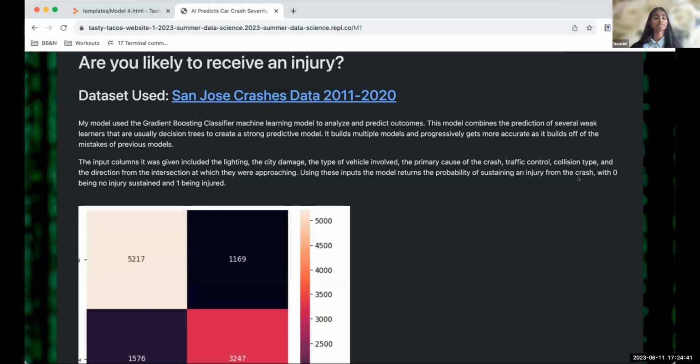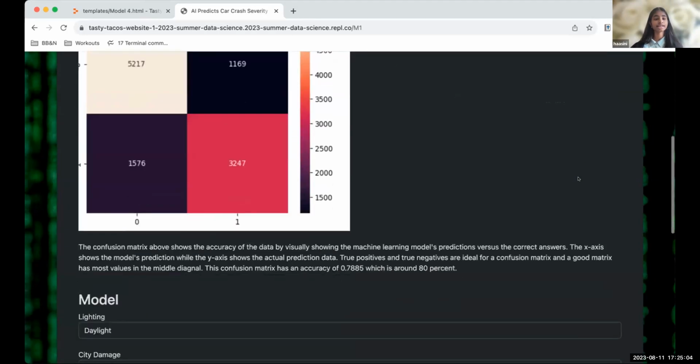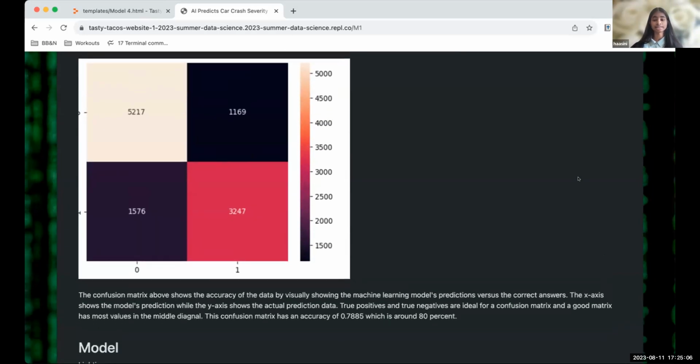The input columns it was given included the lighting, the city damage, the type of vehicle involved, the primary cause of the crash, traffic control, collision type, and the direction from the intersection at which the vehicle was approaching. Using these inputs, the model returns the probability of sustaining an injury from the crash, with 0 being no injury sustained and 1 being injured. This is my confusion matrix, and the accuracy is around 80%.